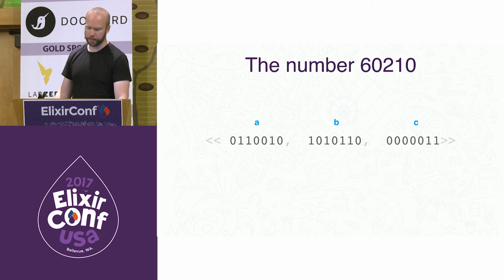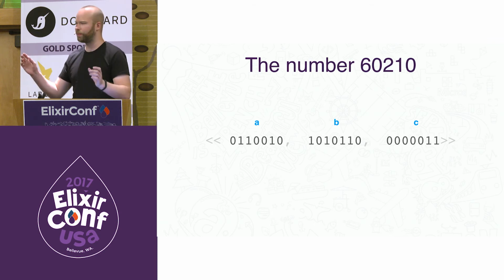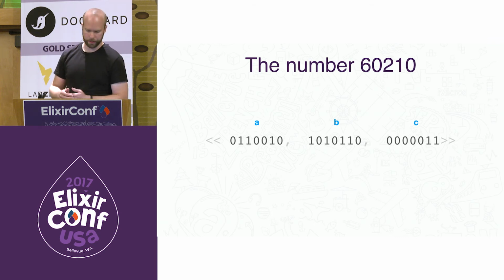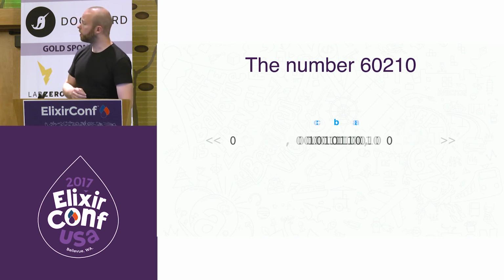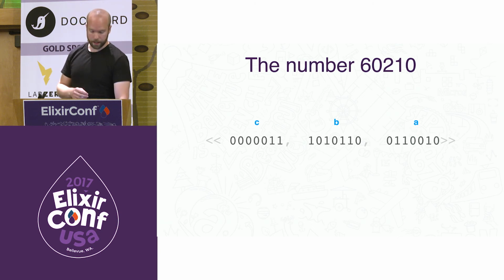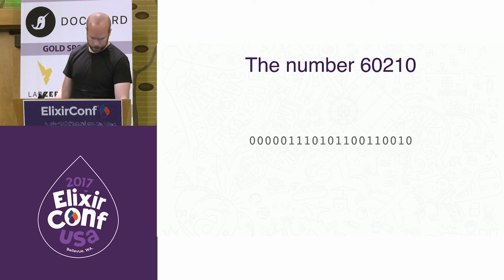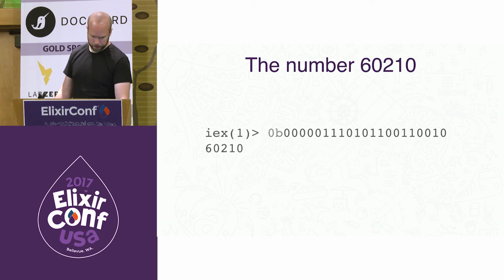Because of the way that the encoding works, we have to reorder the bit strings. So I've labeled them for clarity. Magic. A, B, C swapped places. And if we put that together, we get a binary number that says 60,210. Make sense?